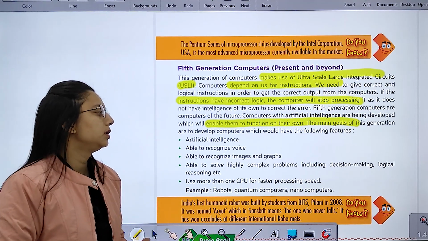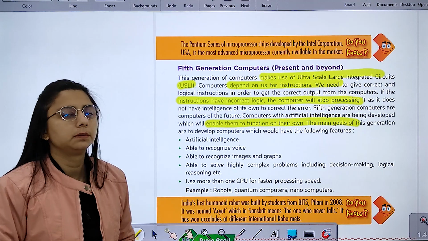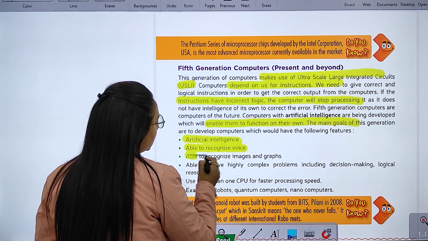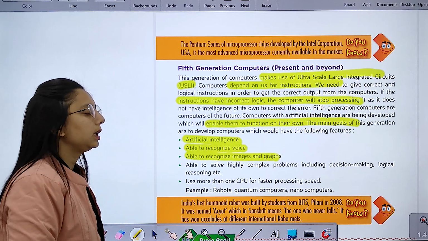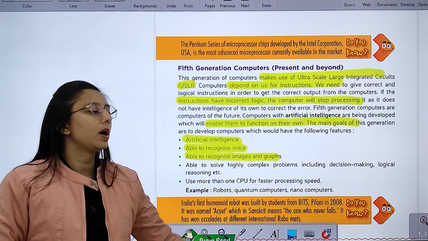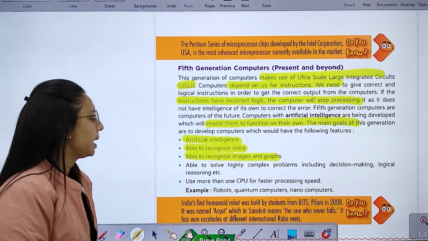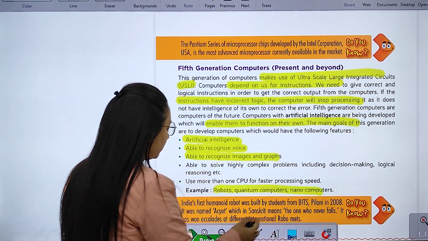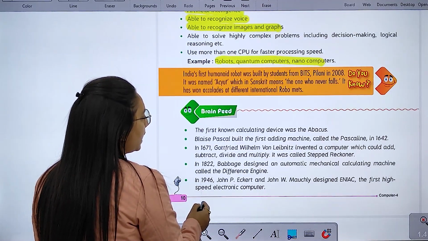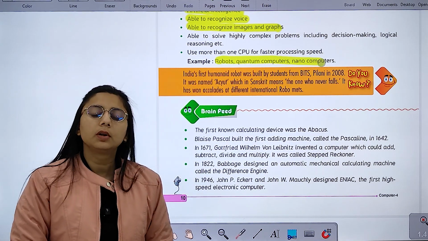The main goal of this generation is to develop computers which could have the following features: artificial intelligence, able to recognize voice, able to recognize images, able to solve complex problems, use more than one CPU, and have faster processing speed. Examples are robots, quantum computers and nano computers. And the first humanoid, which was built by a student at BITS Pilani, was named Acute.